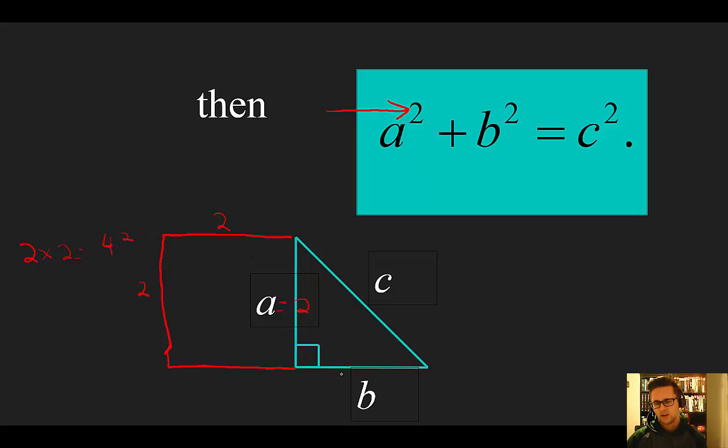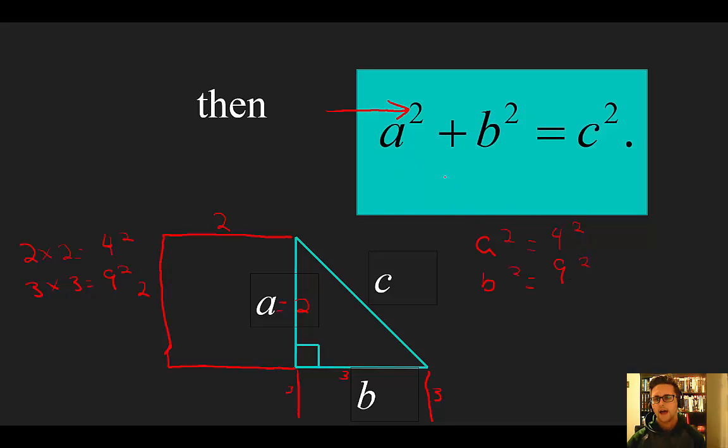And we'll imagine this a little longer. We'll say it's 3. So once again, imagine that there's a square attached to this side of the triangle, and each side has a length of 3. So 3 multiplied by 3 equals 9 squared. So A squared equals 4 to the power of 2, and B squared equals 9 to the power of 2.